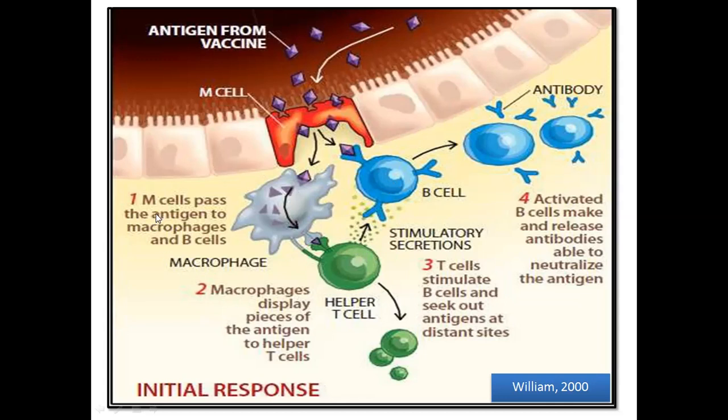Okay, so here you can see the stepwise mechanism of action. The M cell passes the antigen to the macrophages and B cells. This is the M cell, this is the macrophage, and this is the B cell. And second, the macrophages display pieces of the antigen to the helper cells, from here to here. And third, the T cells stimulate the B cells and seek out antigens at distant sites. And then these B cells produce the antibodies and they go into the circulation, which will neutralize the antigen. Understood? This is the complete mechanism of action, the initial response.